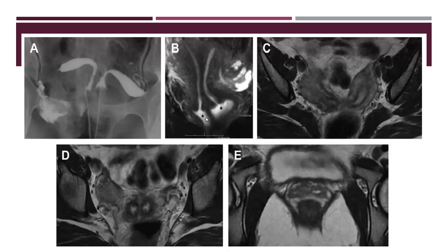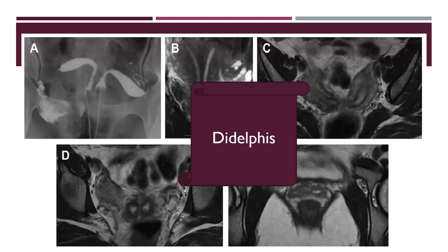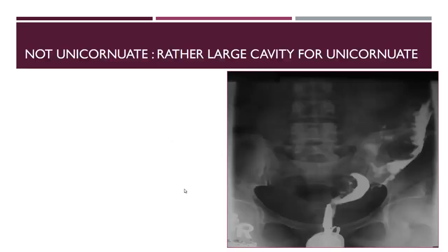Here the vagina is better delineated by gel or saline during doing an MRI. So this is didelphys. This is the axial part of the cervix showing two cervices and two vaginas. So this is didelphys. Is this a unicornuate uterus? No, it is not unicornuate uterus because it has a large cavity, more than unicornuate uterus. But one can tell me, we see only one fallopian tube. So there is a problem here.